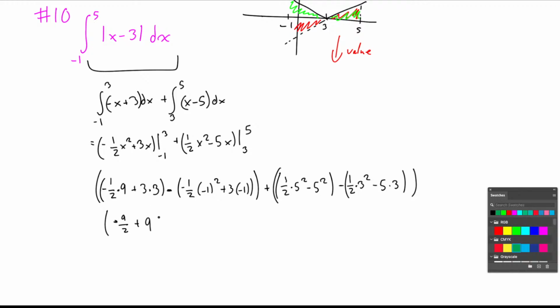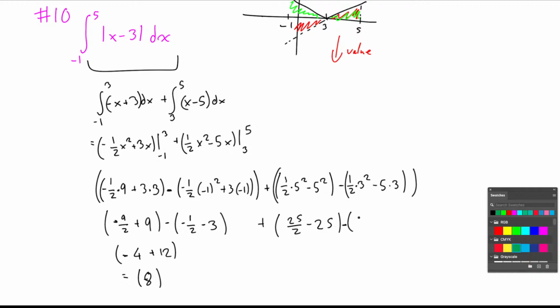Okay, let me try. Let me see what I get. Okay, so that would become negative 4 plus 12, which equals 8, plus 25/2 minus 25, minus 9/2 minus 15. That becomes negative 19/2. Right?